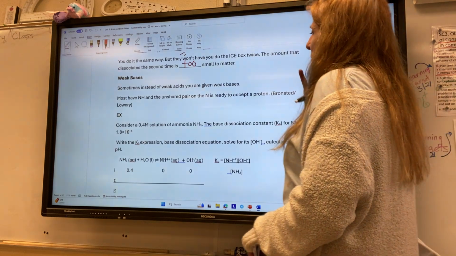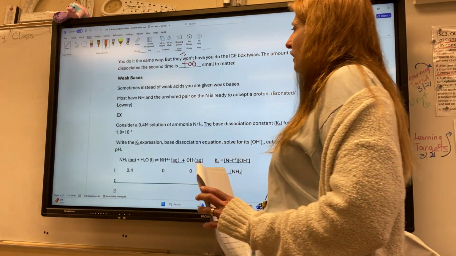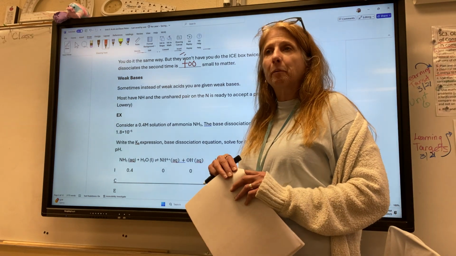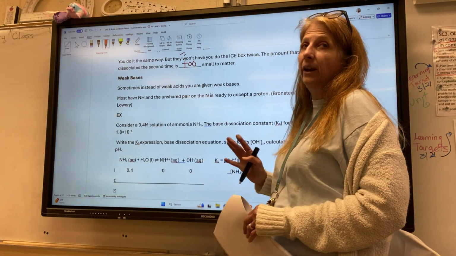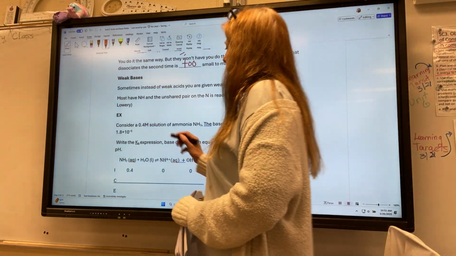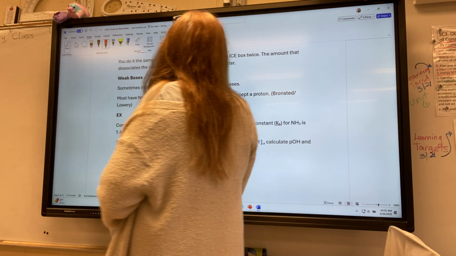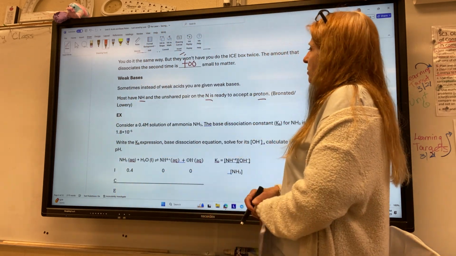Okay, what about weak bases? Sometimes instead of weak acids, you're given weak bases, but that's a little bit rare on the AP test. Usually it is weak acids that they do stuff with, but be ready, it's the same thing. So weak bases, most weak bases have NH in them, and it's the unshared pair on the N that's ready to accept a proton.